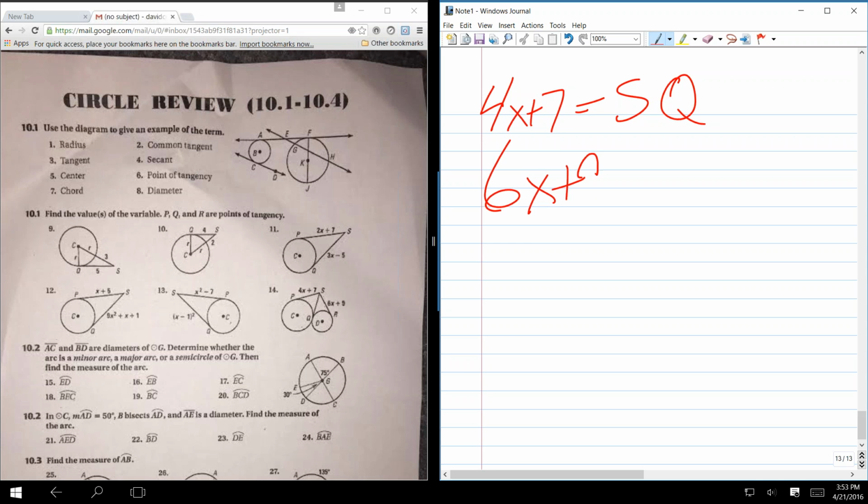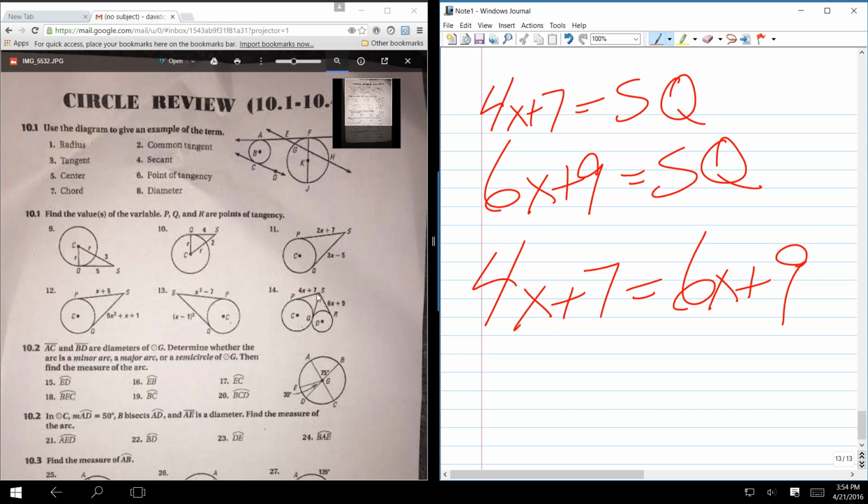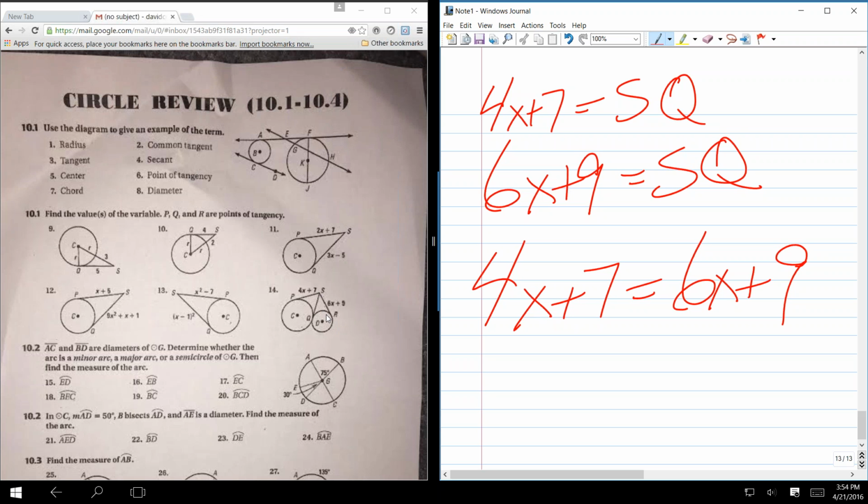So 6x plus 9 also has to be SQ, and since SQ is equal to XQ, now you can say that 4x plus 7 equals 6x plus 9. But you couldn't really say it at first. In other words, just because you have two tangent lines that go to two different circles doesn't make those two tangent lines equal. In this case, because of the line in the middle, it does. So you can solve this easy enough. What happens when I solve this?